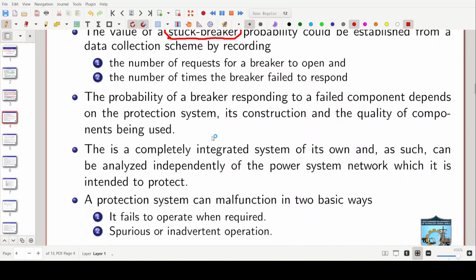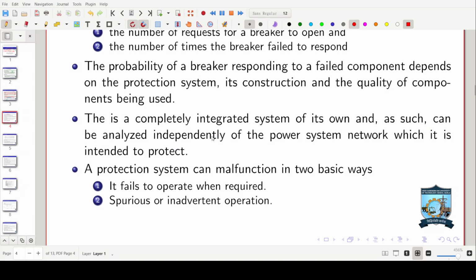The probability of a breaker corresponding to a failed component depends on the protection system, its construction, and the quality of components being used. Okay, so this is a completely integrated system of its own, and as such can be analyzed independently of the power system network which it is intended to protect. So that means protection systems or the circuit breakers we can consider to be an independent event with respect to the power system.